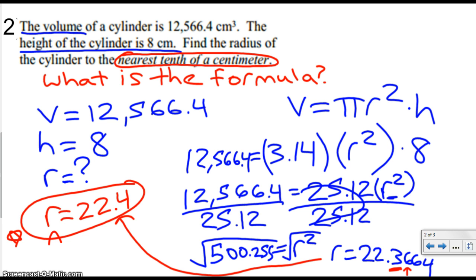So quick review. Find your formula. Plug in what you know. And solve for your variable.